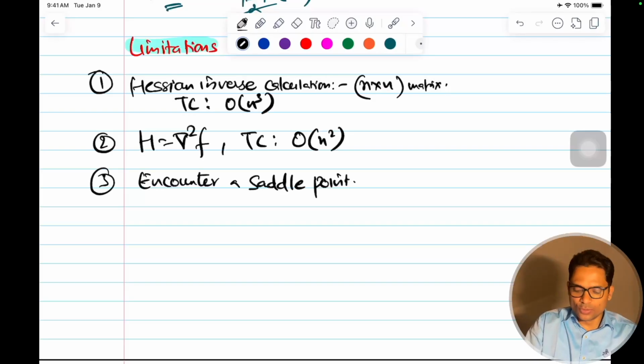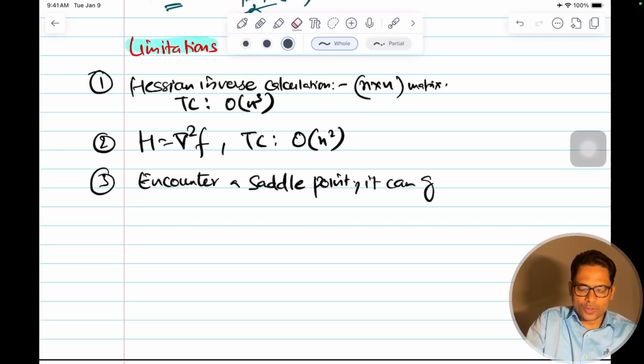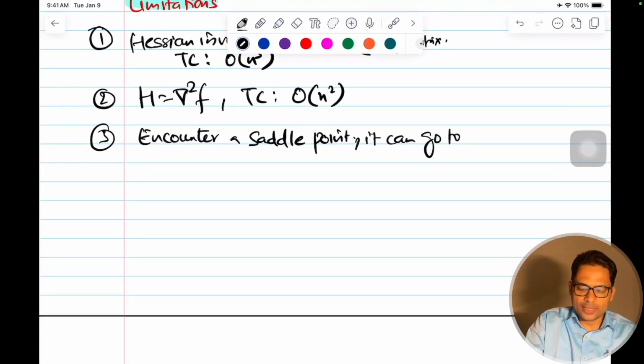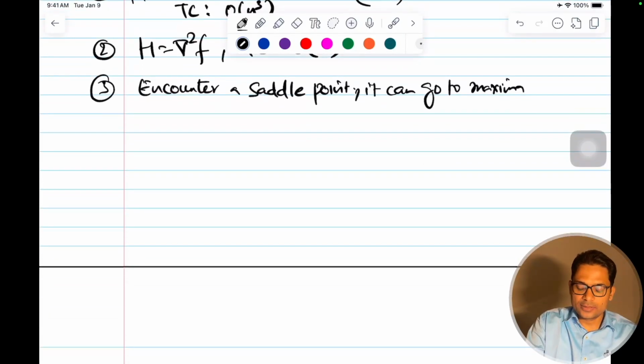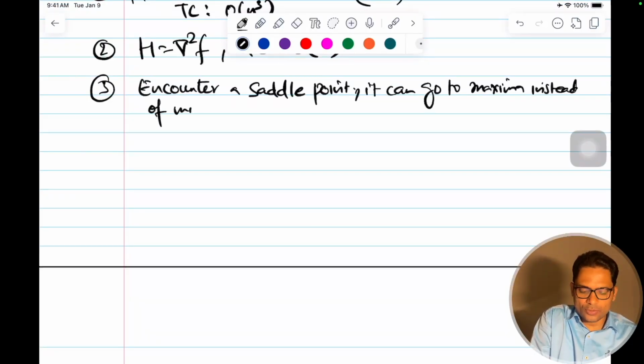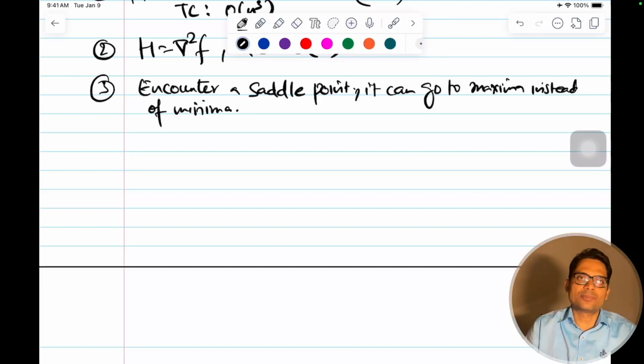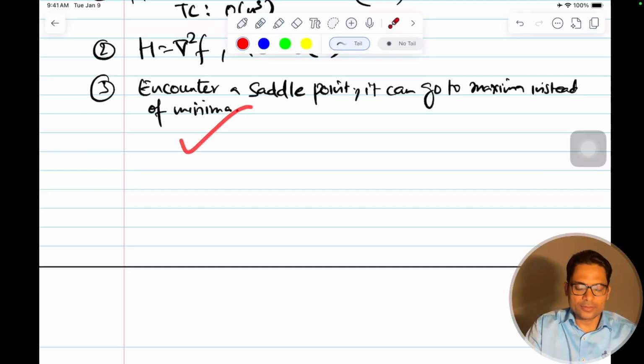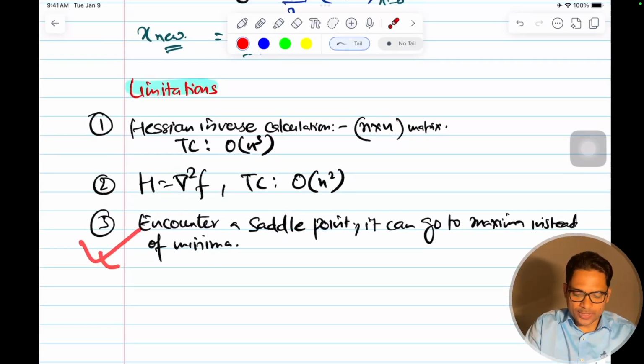It can go to a maxima in the other direction. That is also an optimum, right? A maxima instead of a minima. You want to go to the minima, but these are both optima, so it won't differentiate and it will go towards the maxima of the other variable, and that's what will cause problems. So these are the main issues.